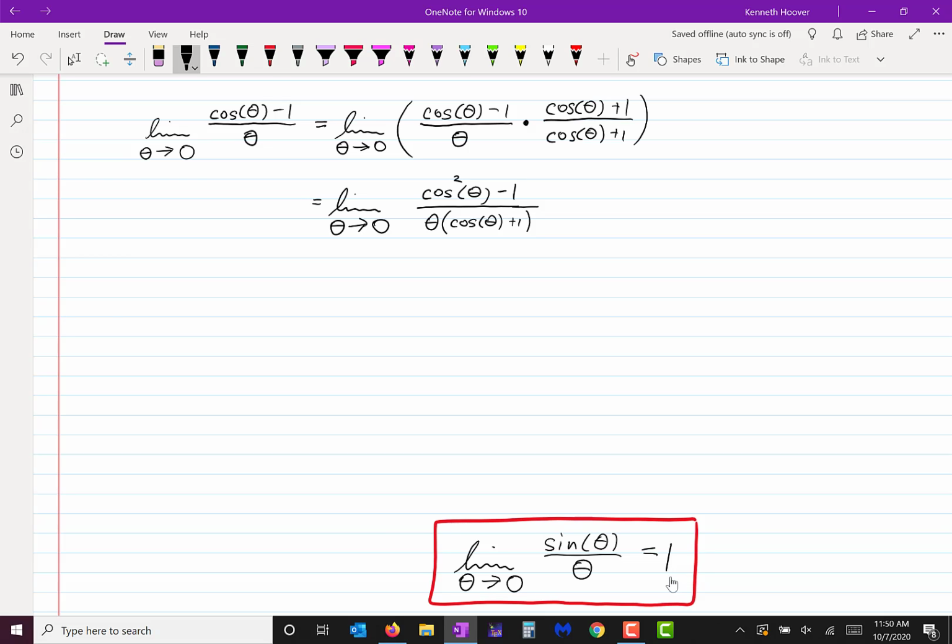Okay? Now, do you recognize the top? That is negative sine squared, because cosine squared plus sine squared equals 1. So 1 minus cosine squared equals sine squared, which means cosine squared minus 1 equals negative sine squared.